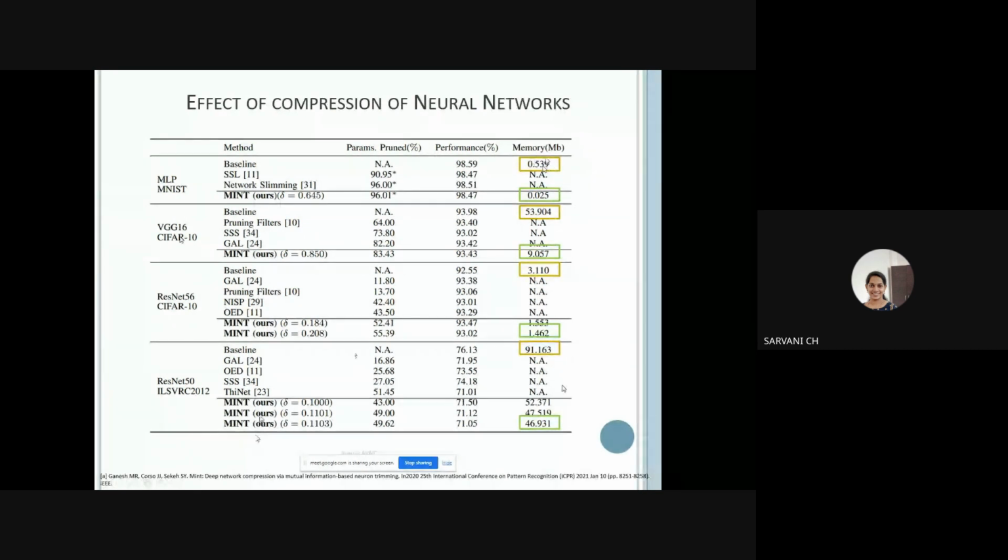You can see mainly in VGG16, the baseline original model is 53.904 MB, which has been reduced to just 9 MB after compression. And also, you can see the ResNet 50 model over the ImageNet dataset. It has been reduced from 91 MB to 46 MB. And this compression is huge. And you can deploy these compressed models effectively rather than these uncompressed original models.